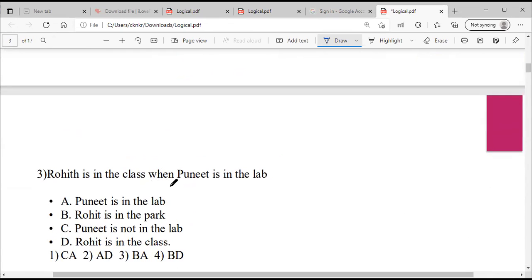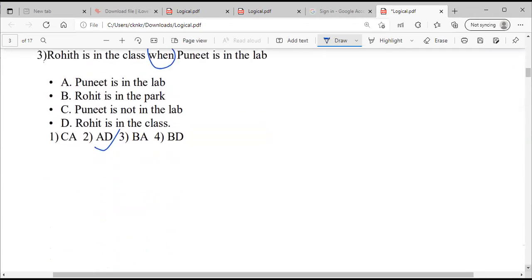Rohit is in the class when Puneet is in the lab. If Puneet is in the lab, Rohit is in the class. This is a question of if A, then B. What is A? Puneet is in the lab. What is B? Rohit is in the class. Case number one, A happened. Puneet is in the lab. Where is the statement? A. Then B has to happen. Rohit is in the class. Where is the statement? D. Then my answer has to be AD. Your answer is AD. Go to the next question.